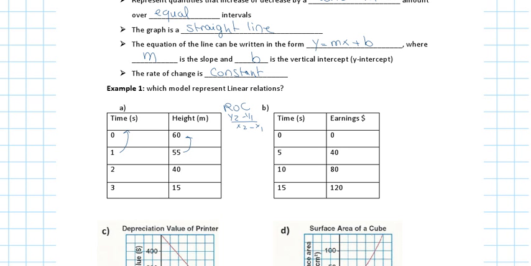So 55 minus 60, that's negative 5 over 1. So that's negative 5. 40 minus 55, that's negative 15 over 2 minus 1, which is 1. So that's negative 15. 15 take away 40, that's negative 25 over 1, that's negative 25. What can you tell me about this table of values? Is it linear or not linear? Not linear. So this is non-linear, and how do we know that? Because the rate of change is not constant.